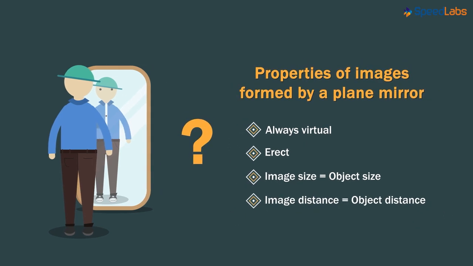But what happens when we raise our right hand? Does the image also raise its right hand? It raises its left hand instead of right. So we can say that our right is the image's left and vice versa.